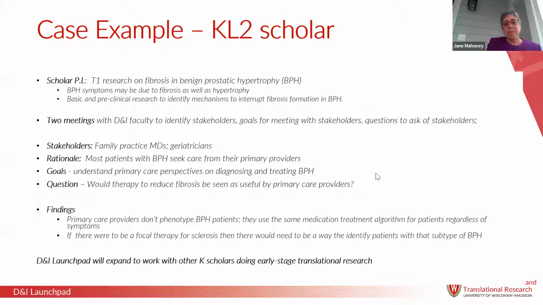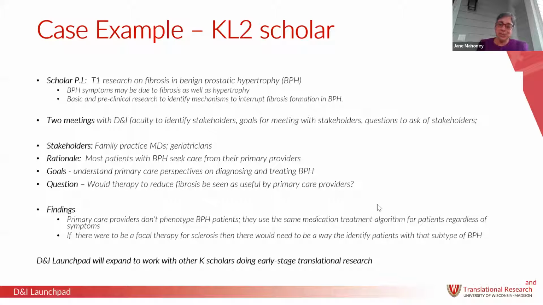The rationale being most patients with BPH seek care from their primary providers. And the goal was to understand what are primary care provider perspectives on diagnosing and treating BPH. And would therapy to reduce fibrosis be seen as useful by primary care providers? So there turned out to be several important findings from this early stakeholder engagement, which helped her think about where her research would go from the T1 towards the T2 stage.